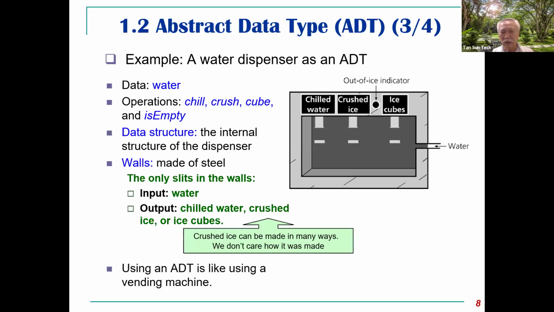So crushed ice can be made in many ways. We don't care how it is made. Remember, abstract data type means we want to know how to use it. We want to know what we can do with all these operations, all those buttons. But how to do it is none of our business, right? Therefore, we are saying that using an ADT is like using a vending machine. We just need to know the operations that we can perform on the data.